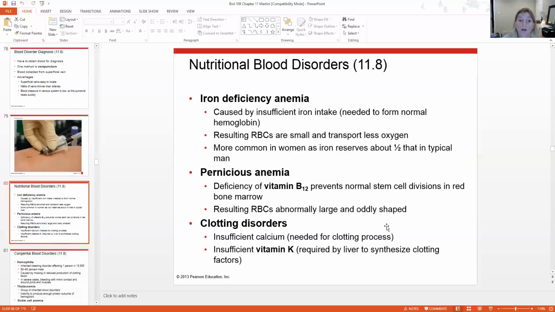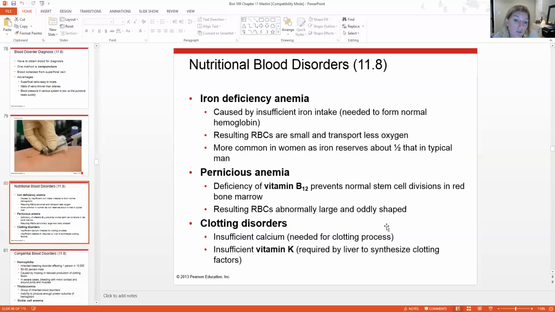There's also pernicious anemia. I can never say that one. And that's because of a deficiency in vitamin B12, preventing normal stem cell division in the bone marrow. And so your red blood cells are going to be very big and oddly shaped. So they're not going to carry oxygen as efficiently.